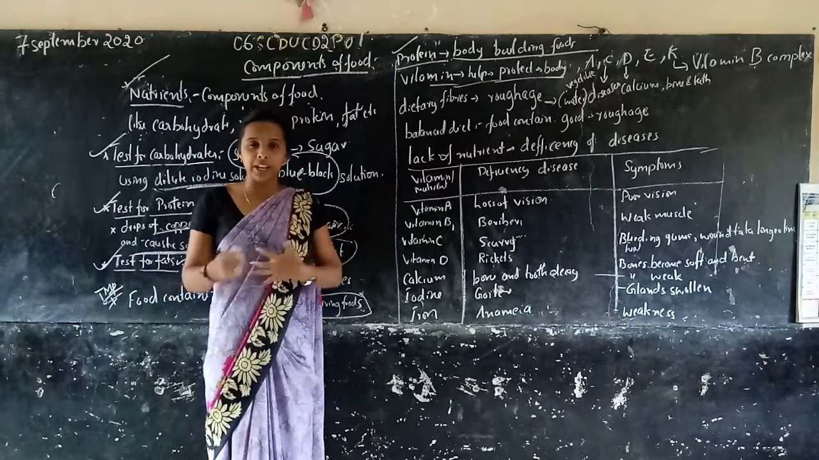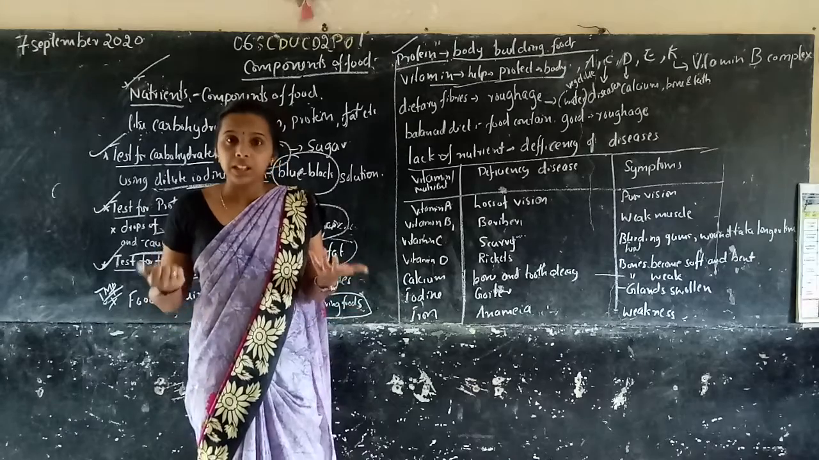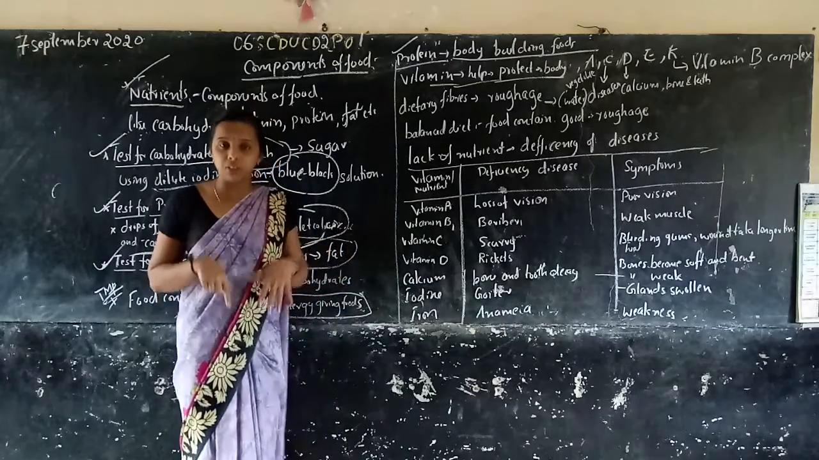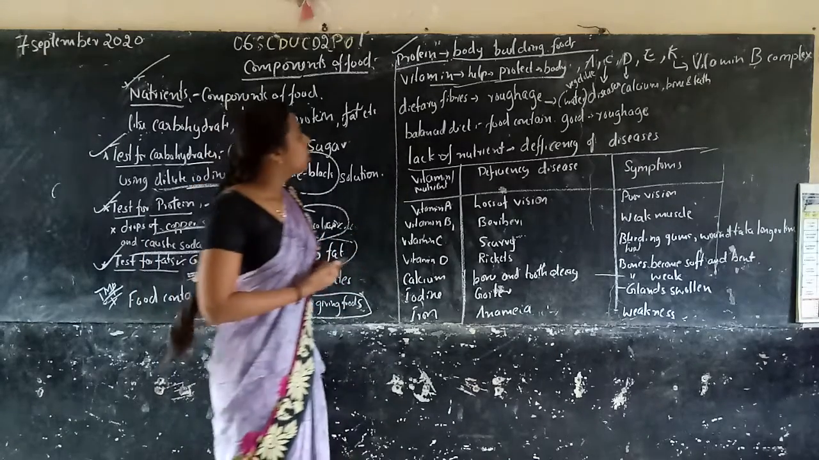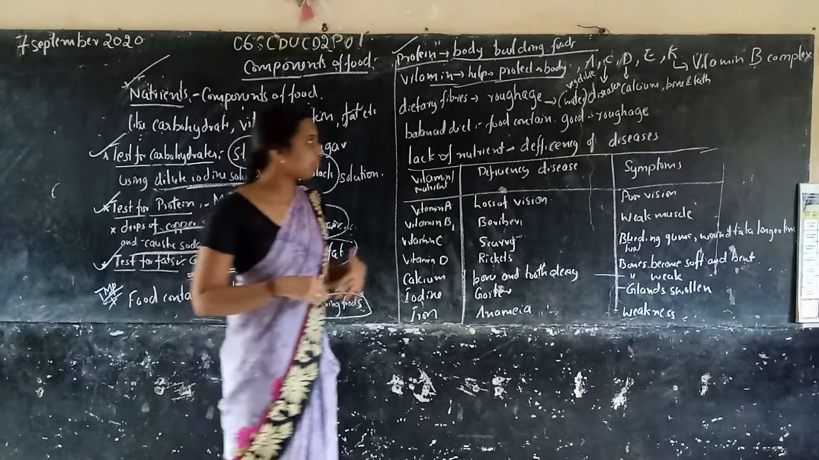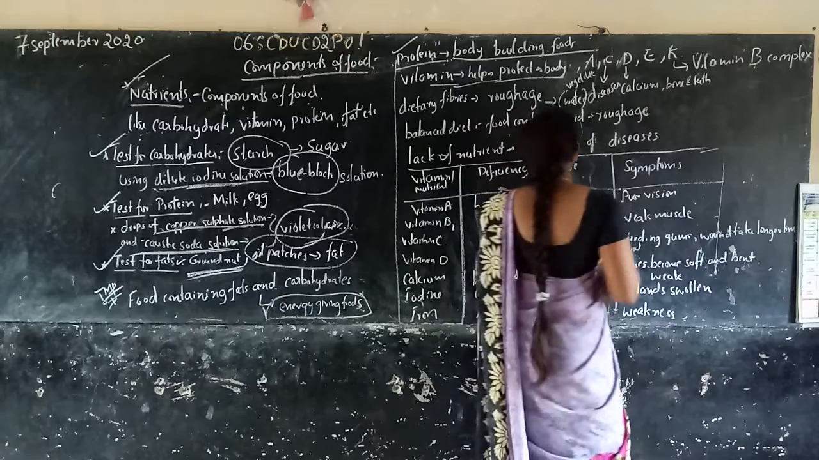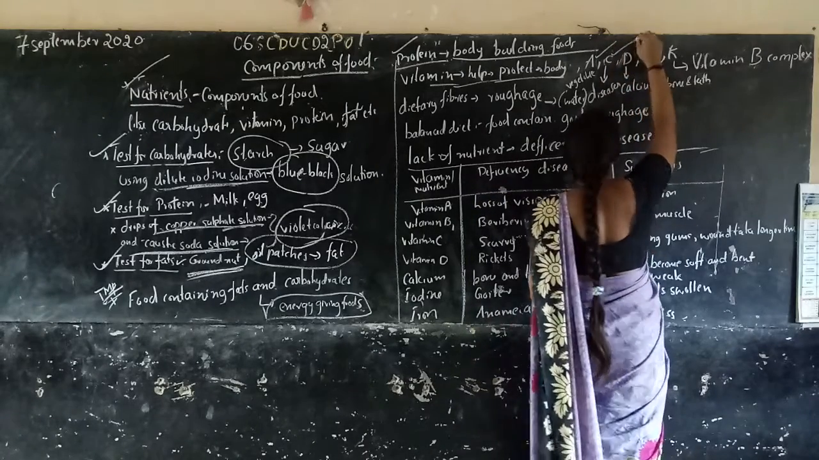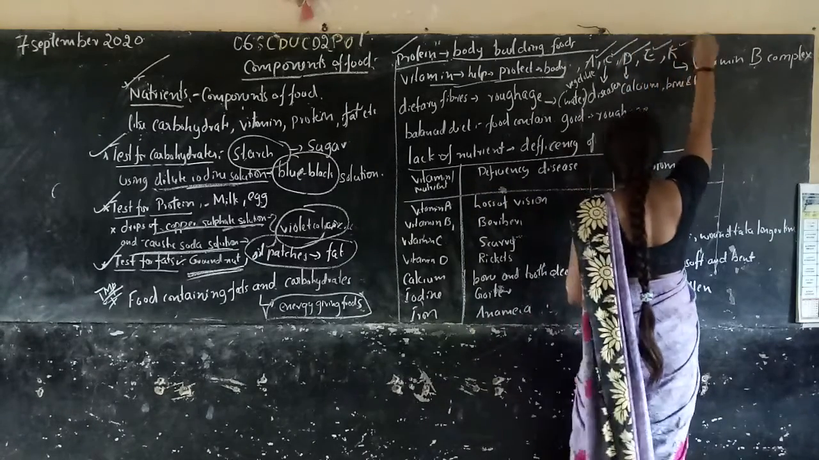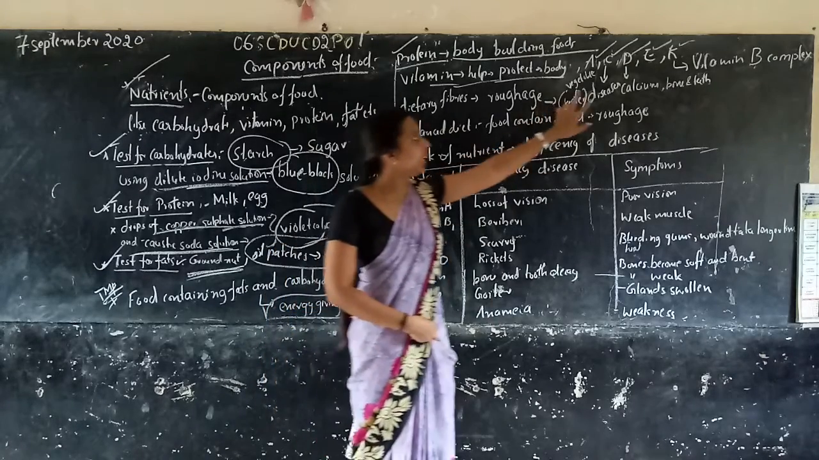Some fight against bacteria and excess allergies within our body. So vitamins may help protect our body. There are very different types of vitamins: vitamin A, vitamin C, vitamin D, vitamin E, vitamin K. So vitamins have different types: A, C, D, E, K.